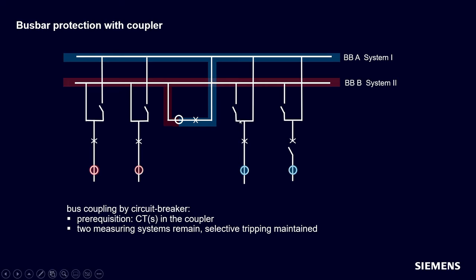The coupler in this example has only one CT, and this CT is assigned to both measuring systems. With at least one CT and a circuit breaker in the coupler, you've got 2 independent measuring systems and a selective tripping is possible. In case of a fault on busbar B, the red one, only feeder 1 and 2 and the circuit breaker in the coupler must be tripped. For a fault on busbar A, it is feeder 3 and 4 and this coupler circuit breaker.